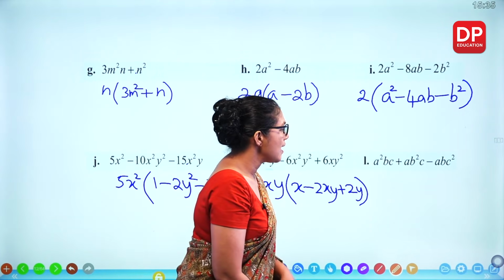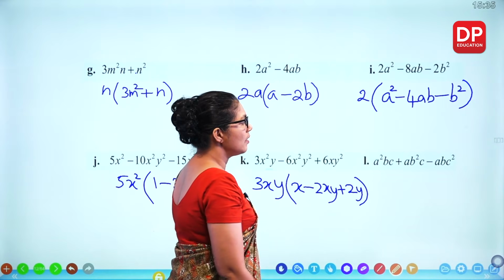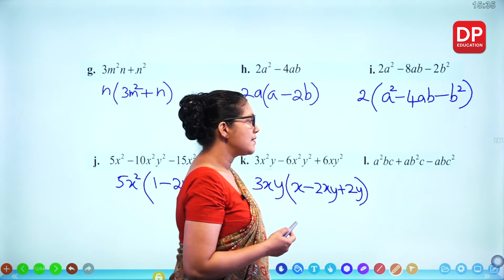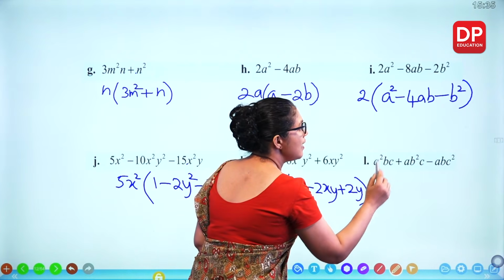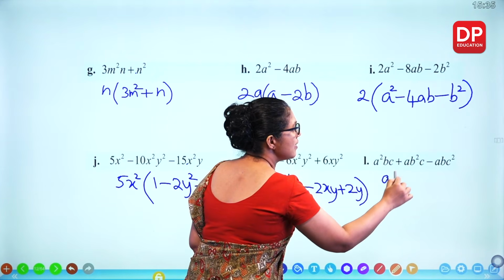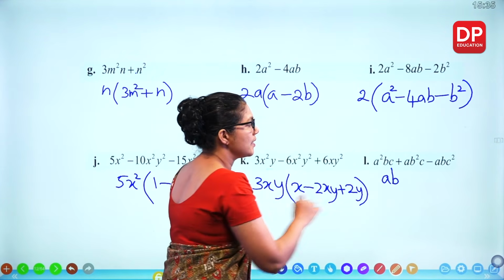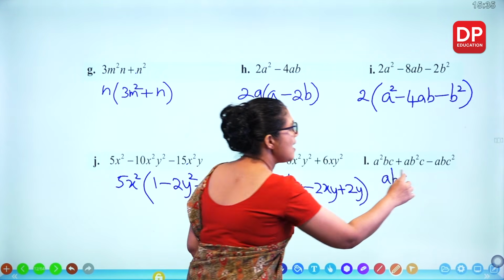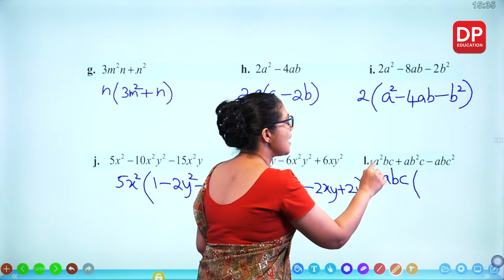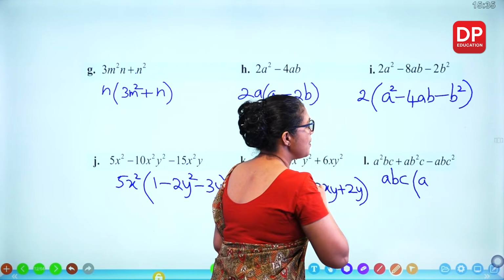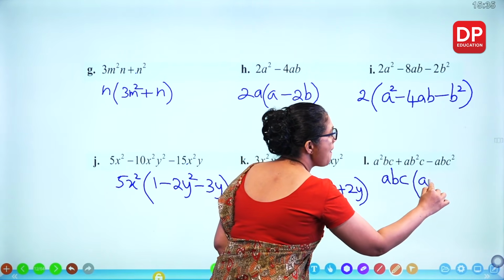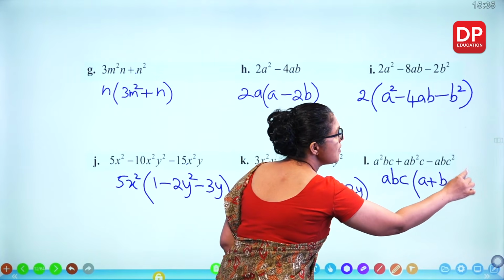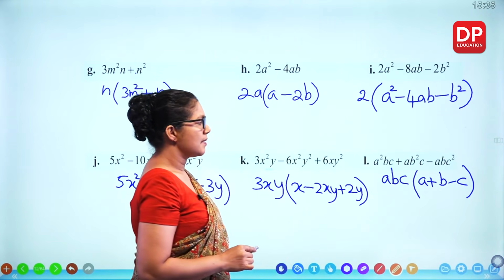Now look at the last one. A squared bc, ab squared c and abc squared. So here a is common. B is also common and also c. I can take abc out. When I take abc out, what's remaining? A remaining from the first term, B remaining from the second term and C remaining from the third term.